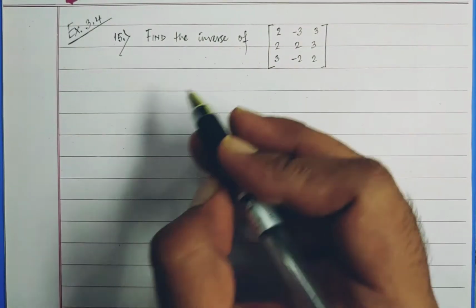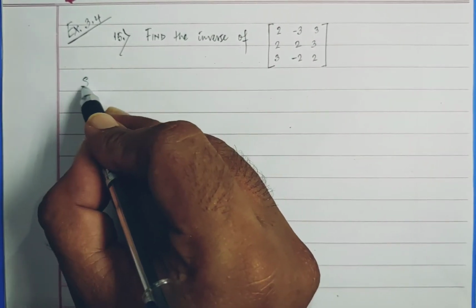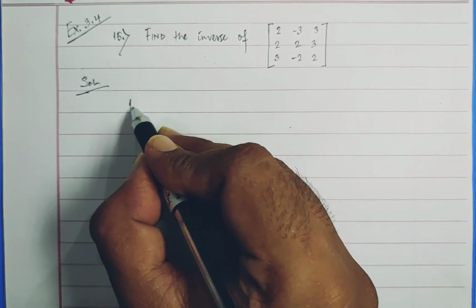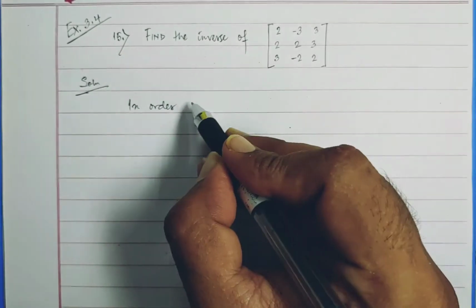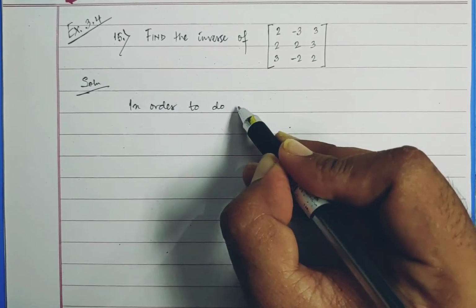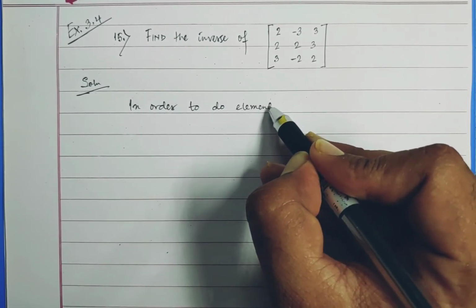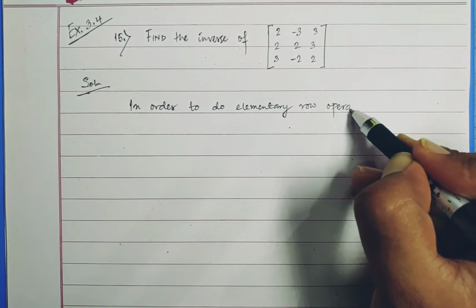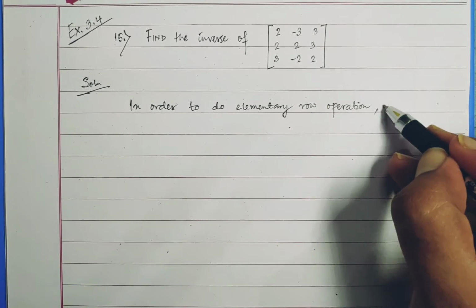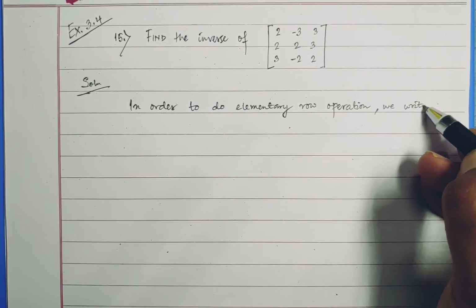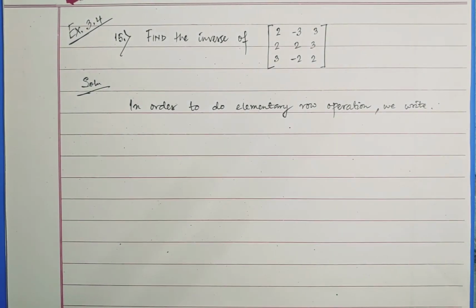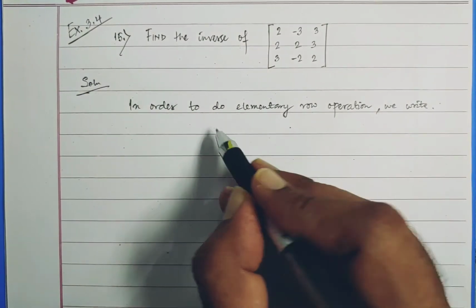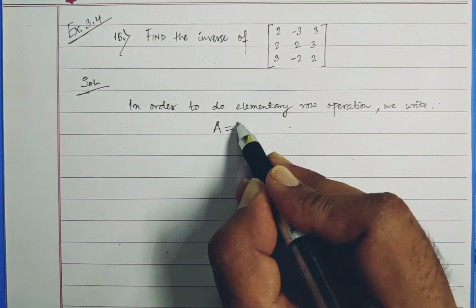Right here, first thing, solution. In order to do elementary row operation, we write, so what we will be doing is we will try to find the inverse of the matrix by using only row operations. In order to do row operations, we have to write first A is equal to IA.